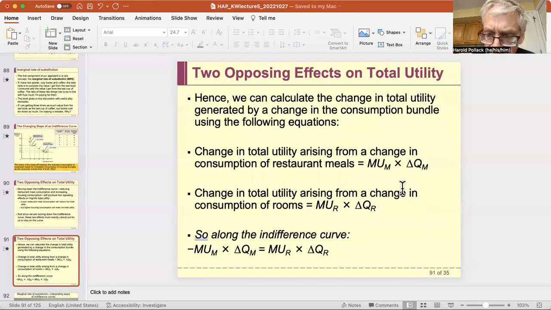Now, if we do a little bit of math, we can figure out the slope of the indifference curve. And it turns out the slope of the indifference curve is going to be the ratio of the marginal utilities of each of these items. So if I change the number of restaurant meals I have, the change in my overall utility is my marginal utility of another meal times how many meals I've changed. That's roughly how much my utils have moved. Similarly, what's the change in utility from changing how many rooms I consume? It's the marginal utility of a room multiplied by how many rooms I'm changing.